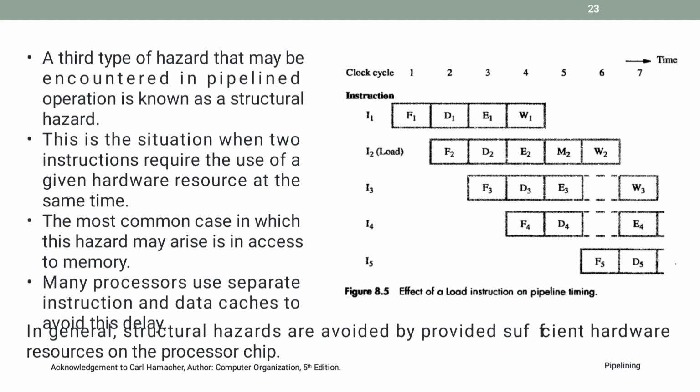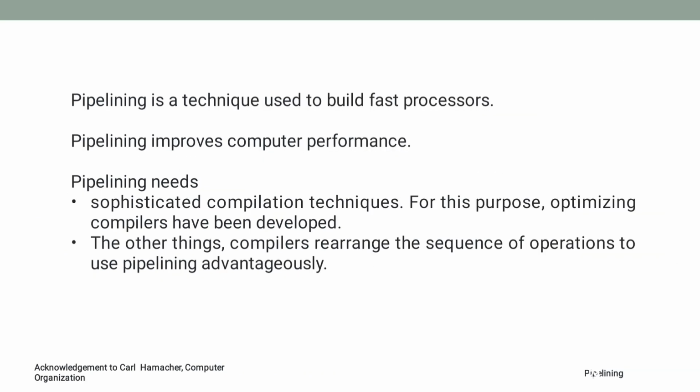This is the situation when two instructions require the use of given hardware resource at the same time. The most common case in which this hazard may arise is in accessing the memory. Many processors use, that is why, separate instruction and data caches to avoid this delay. In general, structural hazards are avoided by providing sufficient hardware resources on the processor IC.